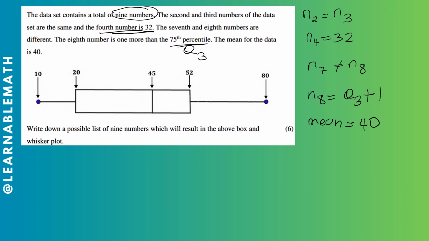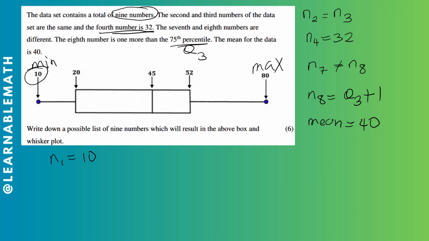We are also given the box and whisker plot here, and we are required to write down the possible list of the 9 numbers which will result in this box and whisker that we can see. There are some easy data values that we can deduce from the box and whisker, such as your minimum value and the maximum value of the data set. In this case the minimum value will be our N1, so N1 is equal to 10 because the minimum value there is 10.